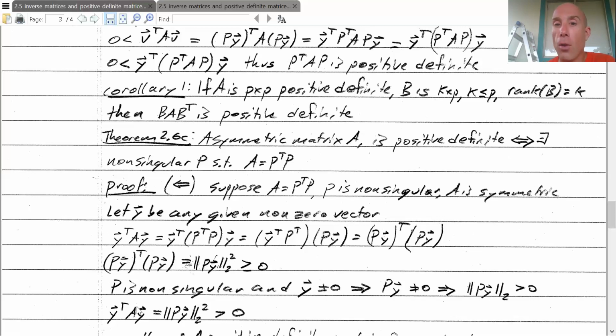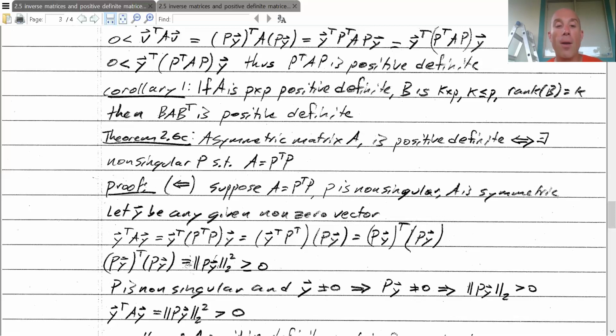Well, P is non-singular, right? P is non-singular means that the only way that I can get 0 is if I multiply by the 0 vector. Okay, well, I look up here and we say that y is any given non-zero vector. So y does not equal 0. The only way that I can get P times y to equal 0 is if y is equal to 0, because P is non-singular.